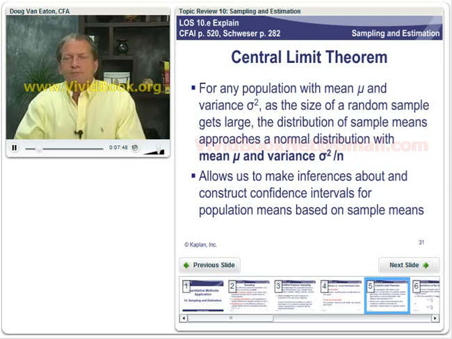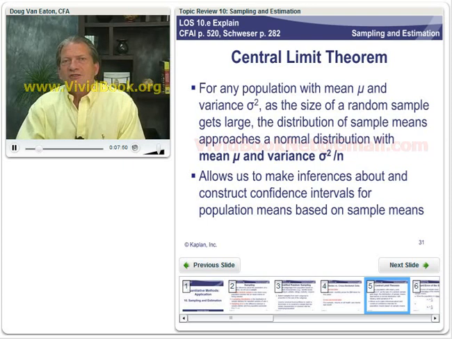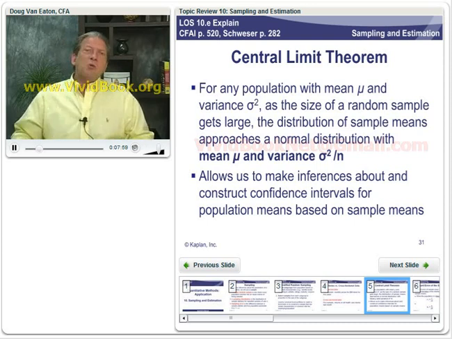And why do we like this? We like it because it allows us to make inferences about and construct confidence intervals for population means based on sample means.